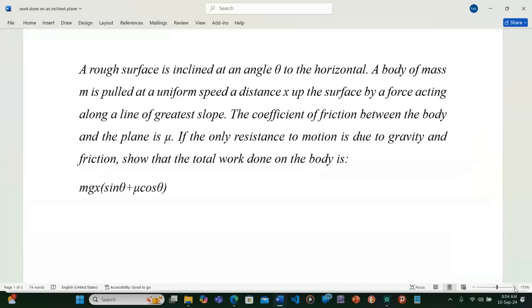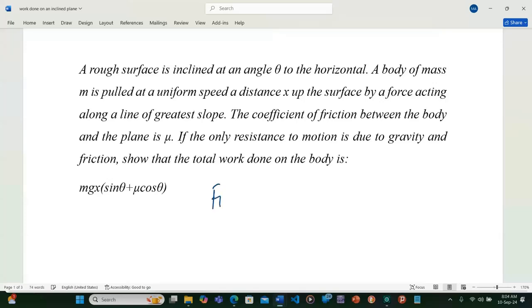The coefficient of friction between the body and the plane is nu. If the only resistance to motion is due to gravity and friction, show that the total work done on the body is mgx (sine theta plus nu cos theta). So first of all, we have to appreciate that this is a plane that is inclined and has a body moving on it. So this body is going to be under the action of a number of forces.